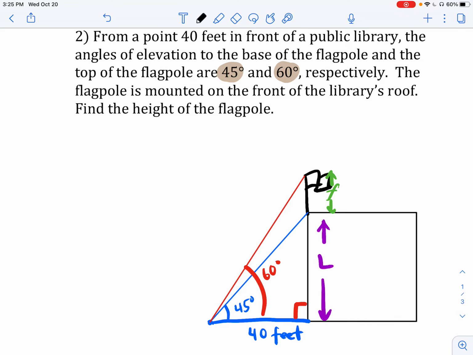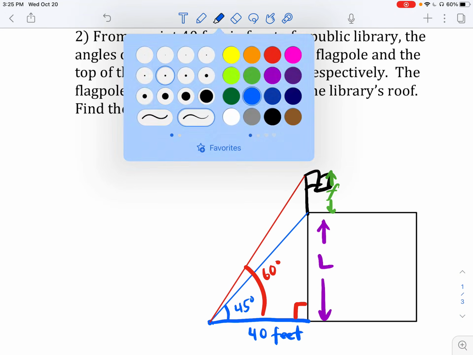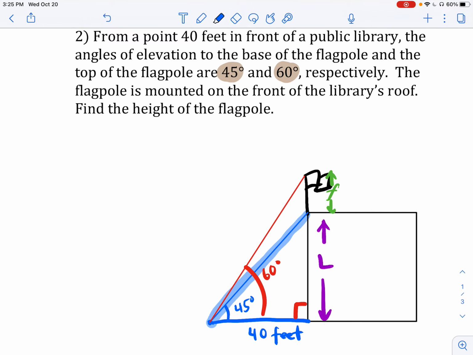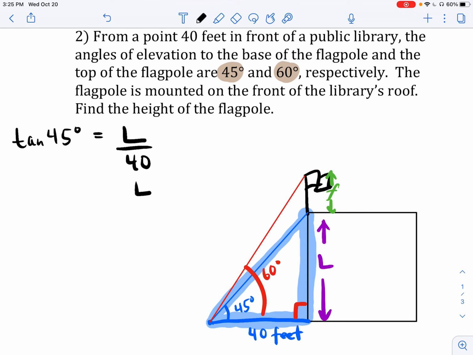But I want to make sure that we know how to do this with trigonometry in the event that we did a similar problem or future problems with angles like 47 degrees or 62.5, that we could still set it up the same way. All right, so if I highlight this right triangle that we've drawn here, which sides would make the most sense if I'm trying to find L? I can say the tangent of 45 degrees is equal to L over 40. So L then would have to be 40 times the tangent of 45 degrees, which we know is just equal to 1. So then we can say that the library's height is just 40 feet.